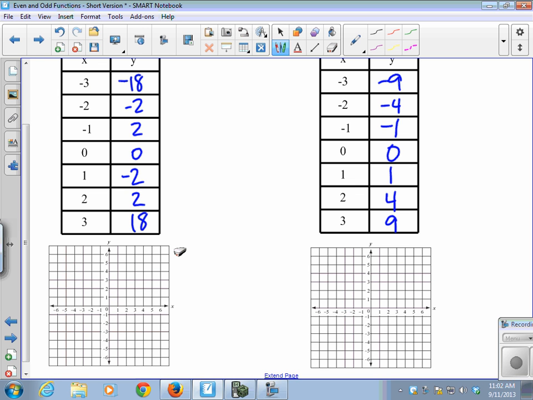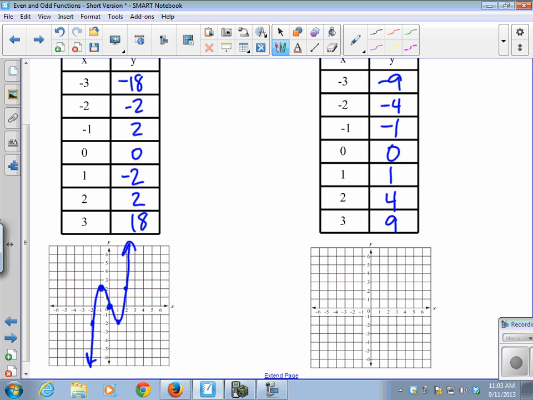I'm going to sketch the graph so we can hopefully see that relationship and that symmetry. So 0, 0 is here. I'm going to go to the left first. Negative 1 up to 2 is there. Negative 2 down to 2 would be there. So this side of the function looks like that. The negative 3, negative 18 is not going to fit on there, but it's going to keep going down. On the other side, if I go over to 1, that's down at negative 2. Over to 2, I go up to 2. And then 3 goes up to 18, so this side looks like this.